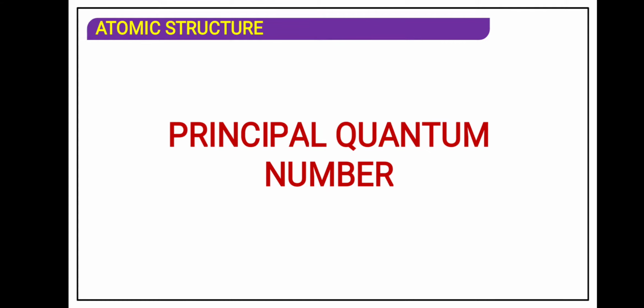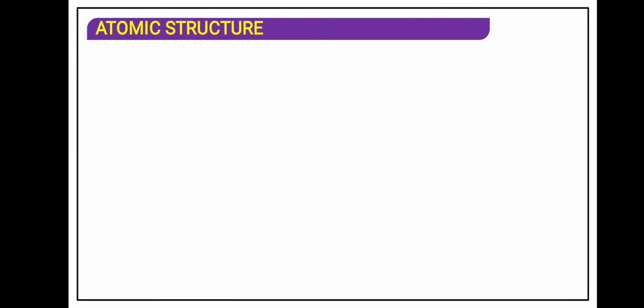These numbers are used to designate and distinguish electrons in an atomic orbital. In all, we have 4 quantum numbers. So let's see one by one. First one is principal quantum number.